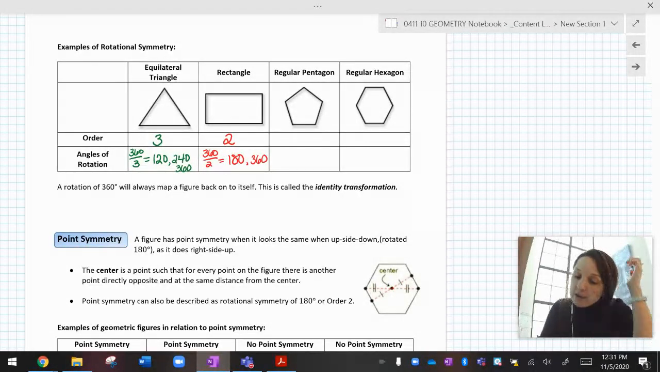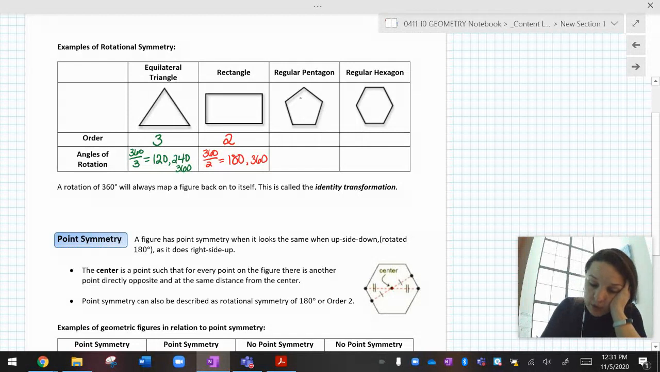All right, and then if I did a regular pentagon, meaning all the sides are the same, or a regular hexagon, then I can just say, well, a regular pentagon has 5 congruent sides that'll all fit in. A regular hexagon has 6 congruent sides. Those will fit in. And so I will do 360 divided by 5, which is 72. 360 divided by 6, which is 60.